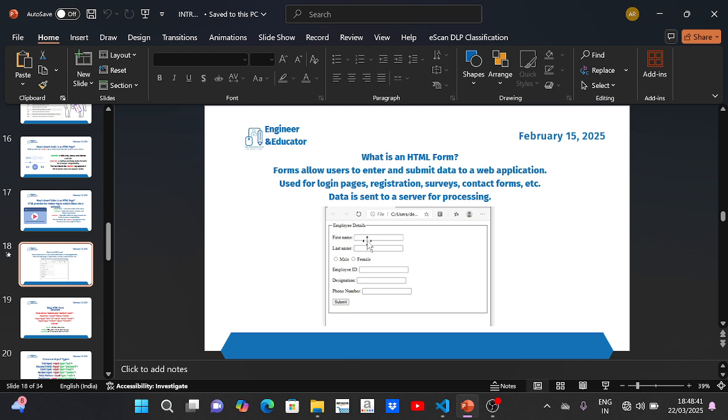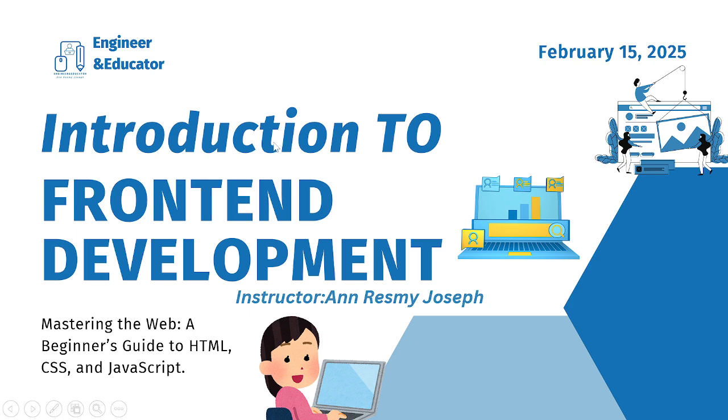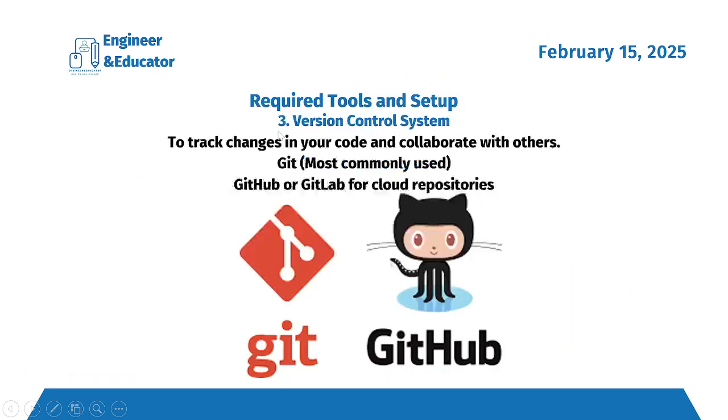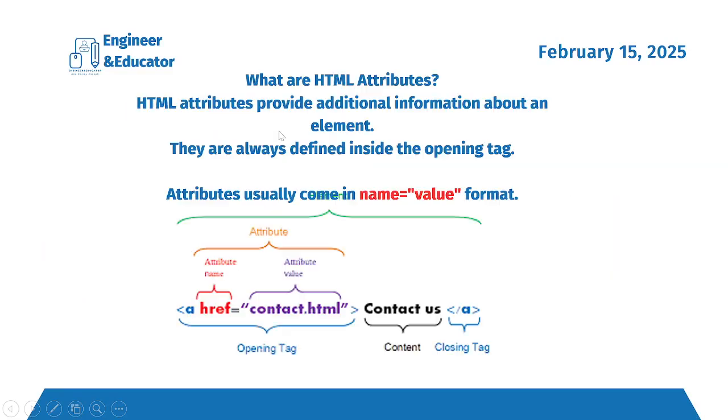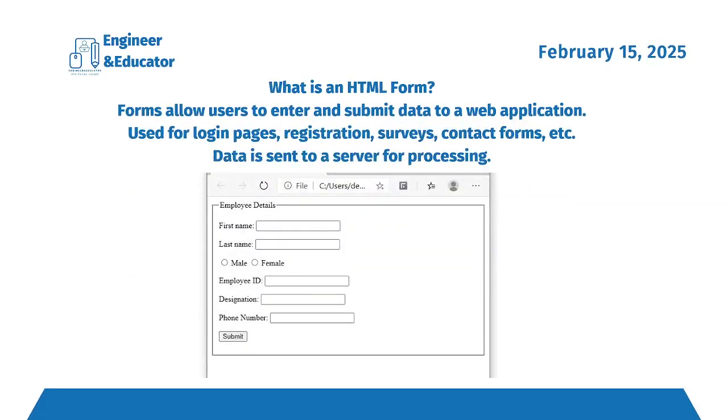Okay, what is an HTML form? So, a form in HTML is like a digital version of the forms you fill in real life. Last time we completed everything regarding HTML, and now this is about forms. A form in HTML is like a digital version of the forms you fill in real life, like application forms or survey forms. It allows users to input data that can be submitted to a server.